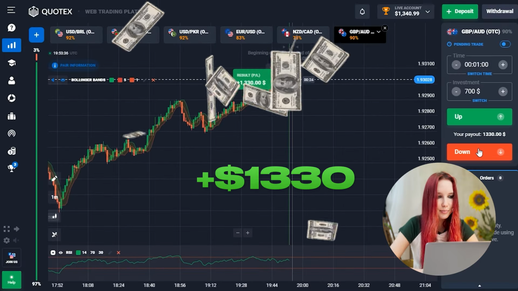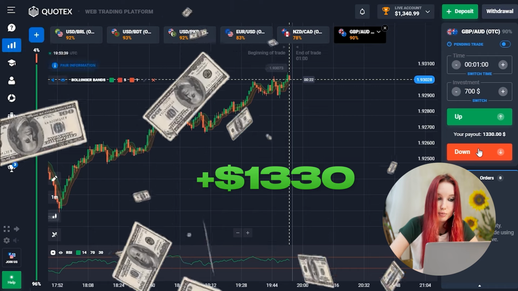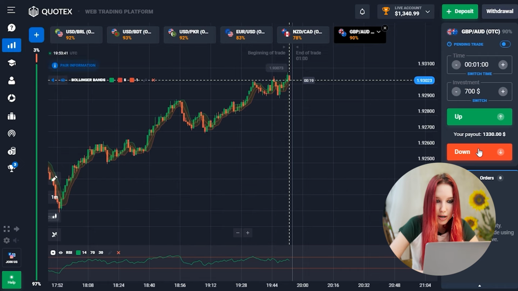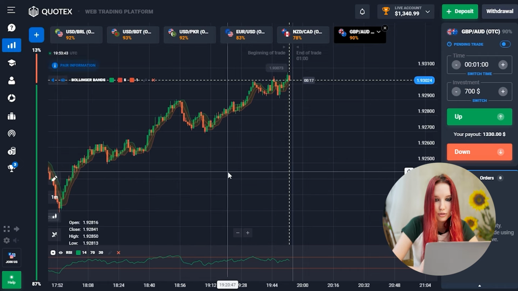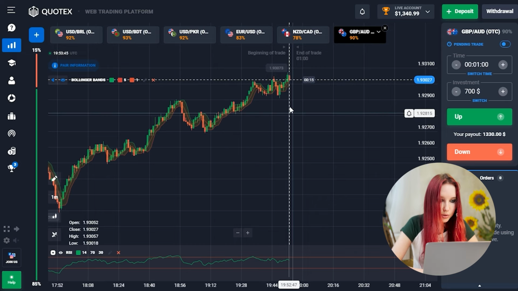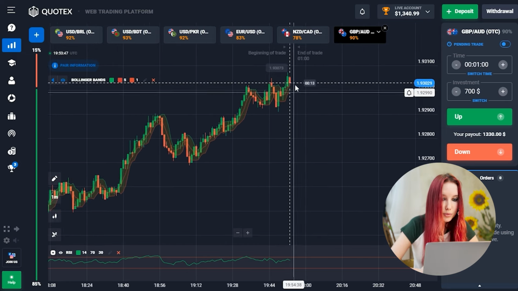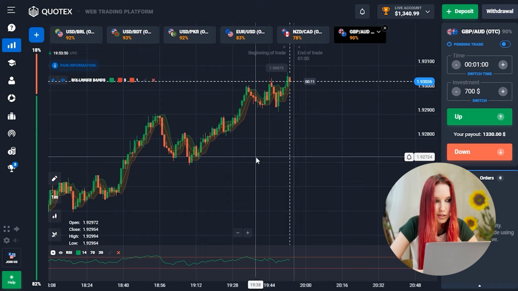Great, you see the price has dropped, and because there were small price movements when the price rebounded from the upper Bollinger Bands line and from the support level, and it was amazing.